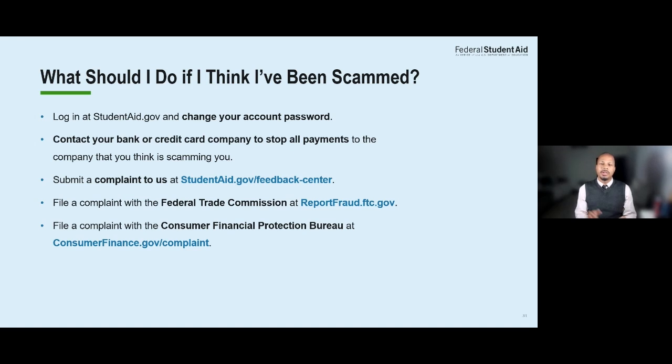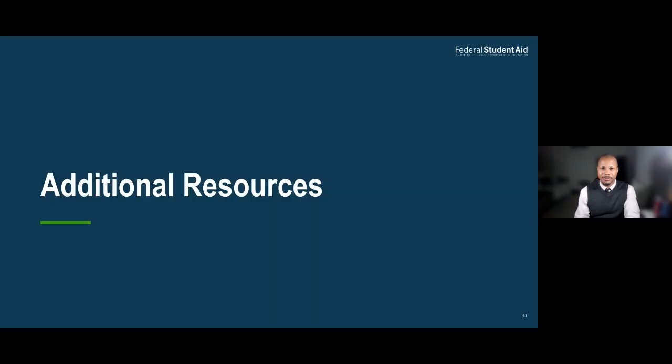If you have been scammed, go change your password immediately. If you want, contact your bank or credit card company and stop all payments if you were paying that scammer. You can also submit a complaint to us at studentaid.gov/feedback-center, or you can file it with the Federal Trade Commission, or the Consumer Financial Protection Bureau.